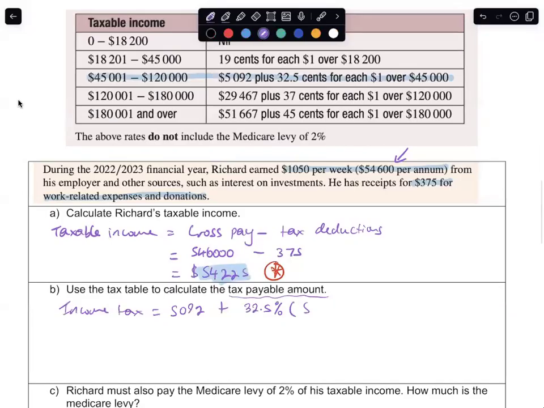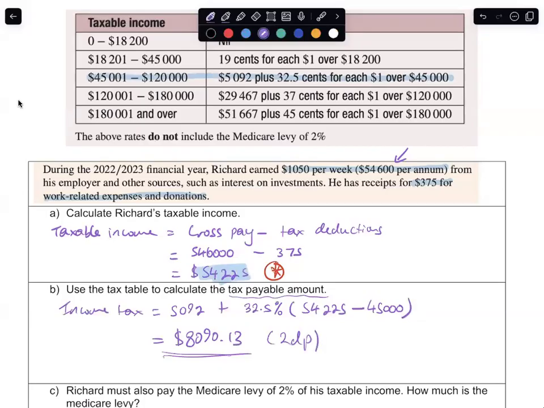Okay. So our taxable income here, 54,225, is coming from this red asterisk. It's so important that we use that and we don't use this $54,600 per annum because that is not correct, okay? All right, then we're going to subtract off $45,000. After you've done that, you can enter that into your calculator, okay? Do some simplification, and you should end up with $8,090.13. That has been rounded to 2 decimal places, okay?